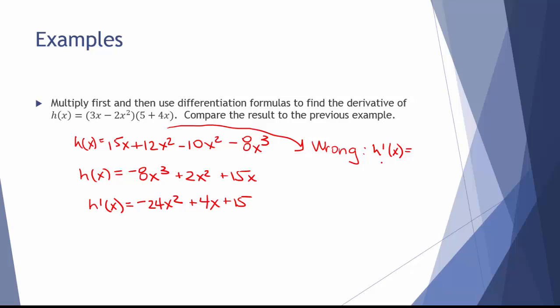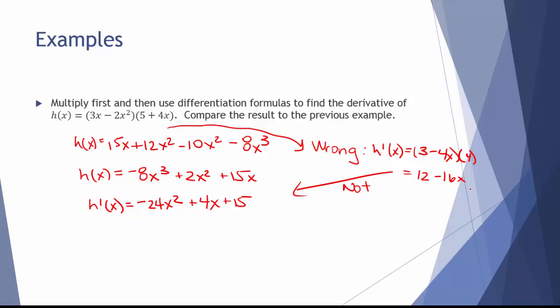Your derivative will then be, the derivative of 3x is 3. The derivative of negative 2x squared is going to be minus 4x. And then your second one, the derivative of 5 will be 0, and the derivative of 4x is 4. So notice when you distribute that, you're going to get 12 minus 16x, which is definitely not what you got there. So just taking the derivative of the first function times the derivative of the second function is usually not going to get you the correct answers.